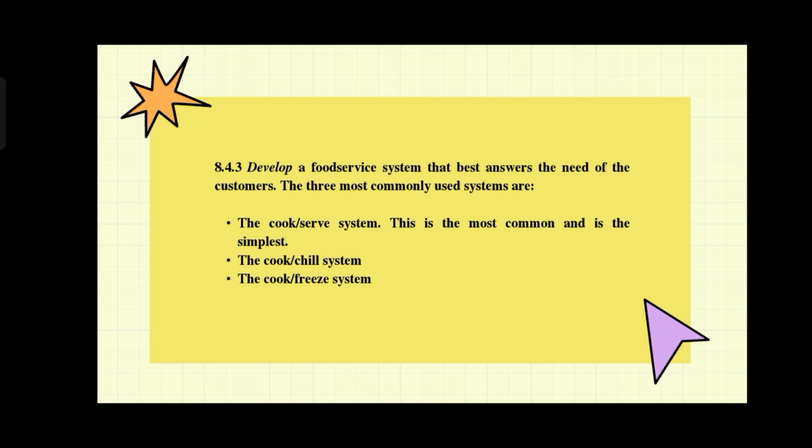Then the last most commonly used system is the cook or freeze system. It is controversial because it requires a two-step process for rethermalization. After advance cooking, the food is rapidly cooled to a frozen state and maintained at minus 10 degrees Celsius or 10 degrees Fahrenheit. Then it has to be thawed at chilling temperature, before finally reheating to acceptable serving temperature.